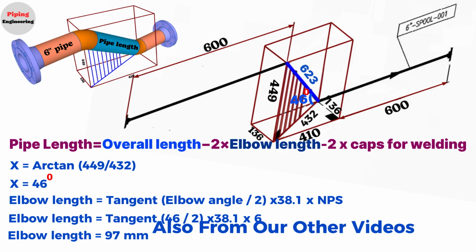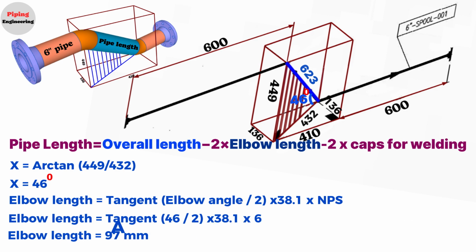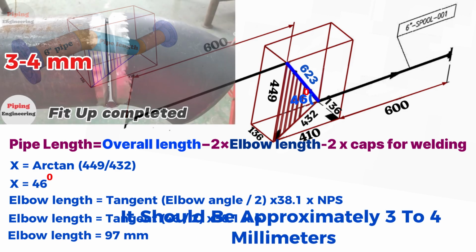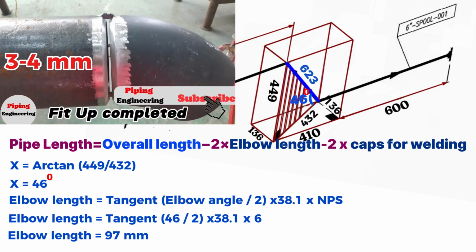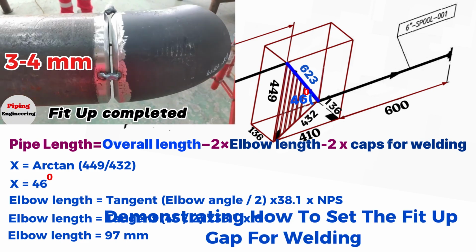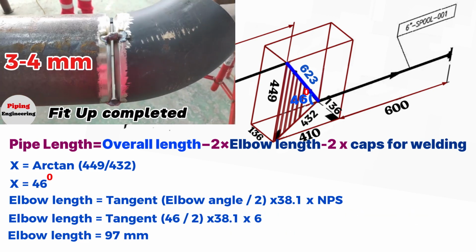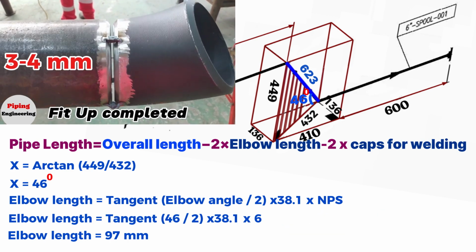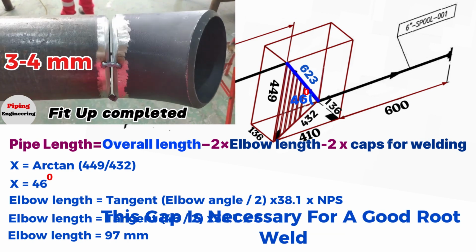Also, from our other videos, we learned that during fit-up a small gap is required for welding. It should be approximately 3 to 4 millimeters. Now I will show you a small fragment in practice demonstrating how to set the fit-up gap for welding. Please watch it so you can get an idea of the gap in the fit-up. This gap is necessary for a good root weld.